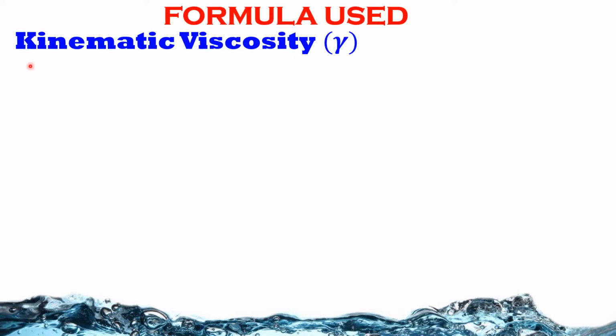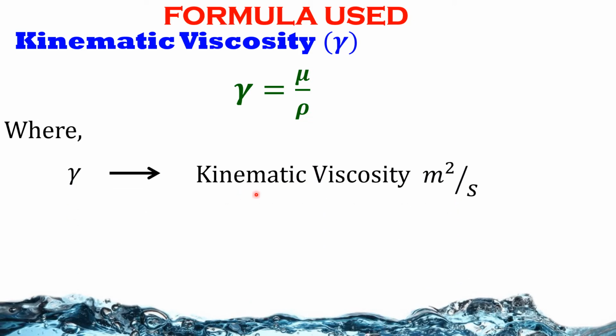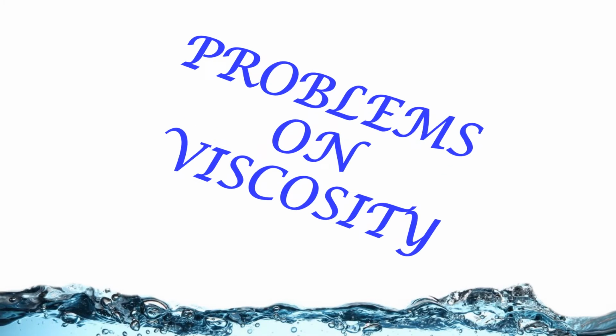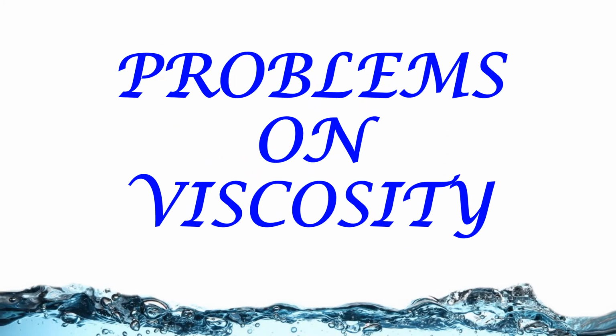The last formula is kinematic viscosity. Kinematic viscosity is equal to dynamic viscosity by density of the given fluid, where kinematic viscosity is in meter square per second, mu is dynamic viscosity or viscosity in Newton second per meter square, rho is density in kg per meter cube. Problems on viscosity.